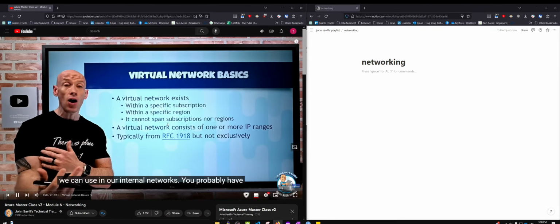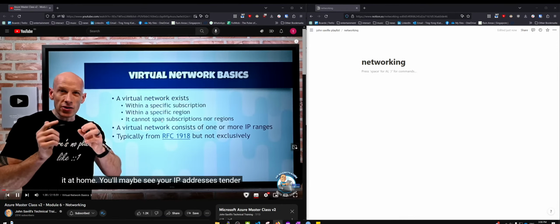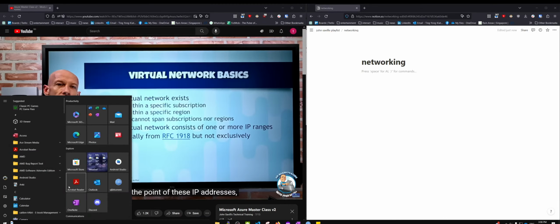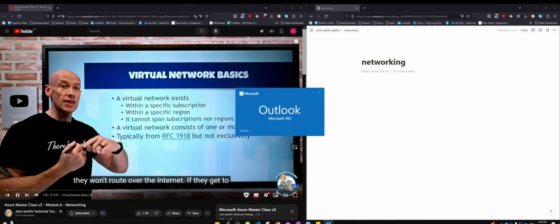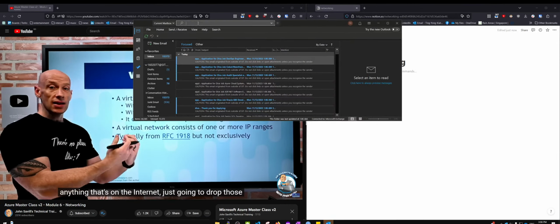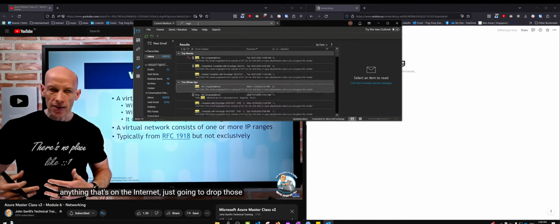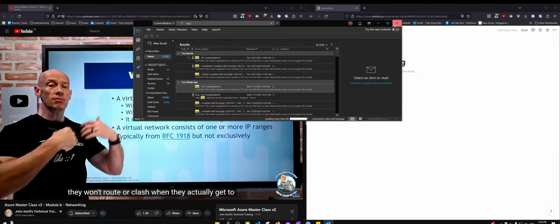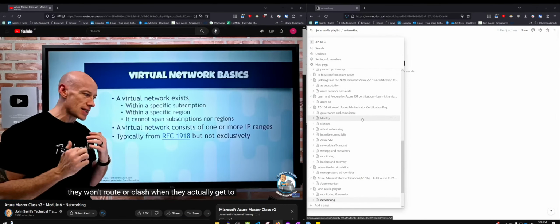You probably have it at home. You'll maybe see your IP address is 10 dot or 192.168 dot. The point of these IP addresses is that they won't route over the internet. If they get to anything that's on the internet, it's just going to drop those packets. So every company could use the same addresses because they won't route or clash when they actually get to the internet.